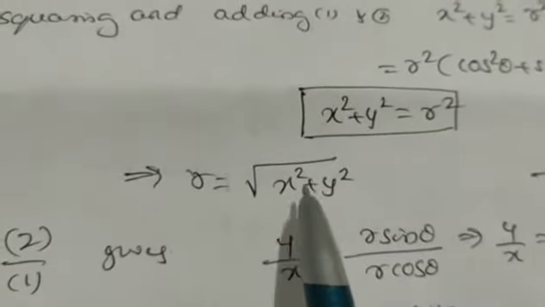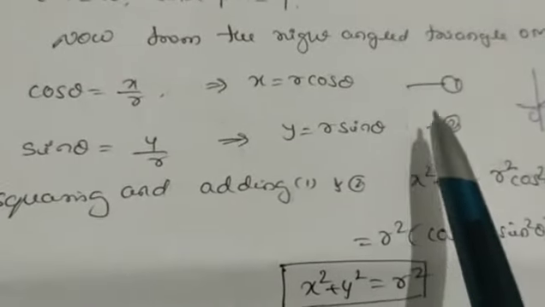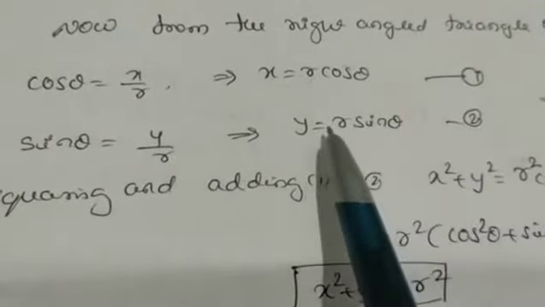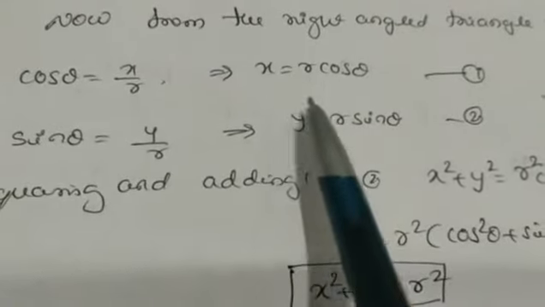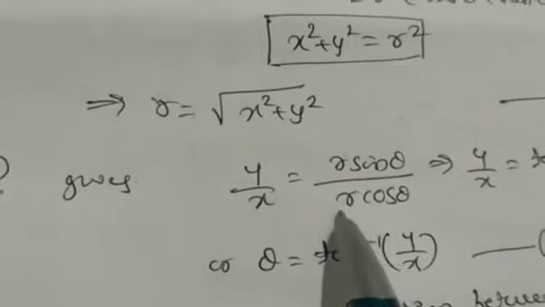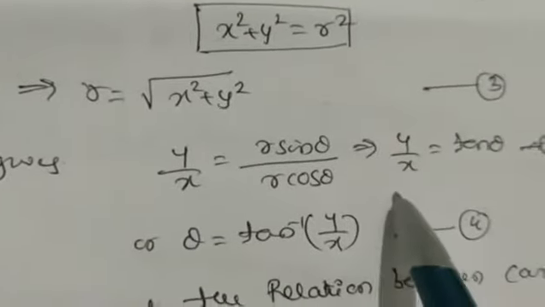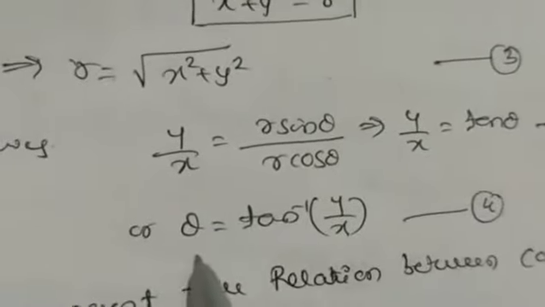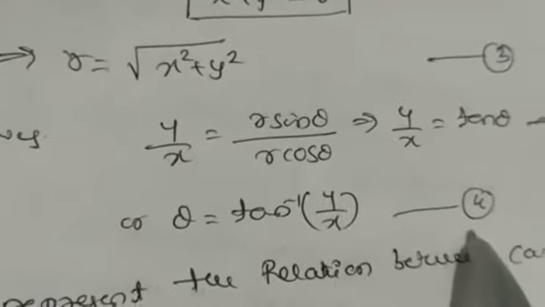That is, r is equal to the square root of x square plus y square. And if we divide equation 2 by 1, the LHS is y by x and the RHS is r sin theta divided by r cos theta. R gets cancelled, so y by x is equal to tan theta, which implies theta is equal to tan inverse of y by x.